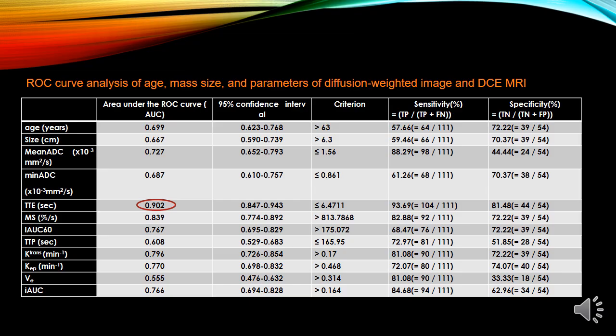This table shows the ROC curve analysis of age, mass size, and parameters of diffusion-weighted image and DCE-MRI. The AUC was highest on TTE. When the TTE value was less than 6.47, the possibility of malignant tumor increased.